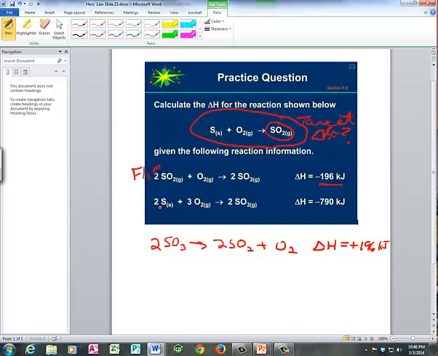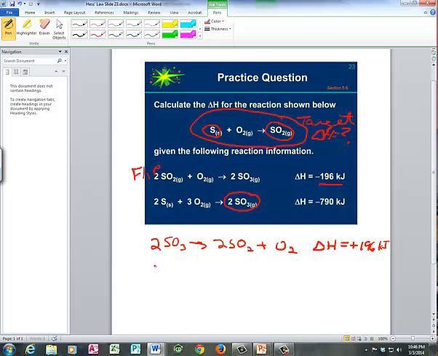Okay, so now here's my second reaction. And in my second reaction, I'm looking at it, and sulfur is definitely a reactant in my path reaction. It's also a reactant in my goal reaction. And SO3, I notice, is a product in this reaction, and it's not in my target reaction at all. So I actually want SO3 to cancel. So if SO3 is a product in this reaction, looking at my reverse reaction here, SO3 is a reactant here, so that SO3 is going to cancel.